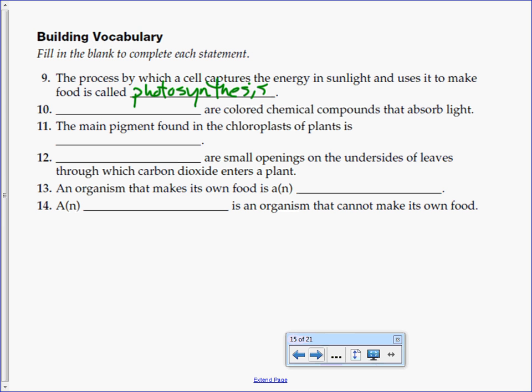The answer is? You know what? Chloroplast makes more sense. They're actually looking for the very general pigments, and I think they just are doing this because chlorophyll is a green pigment. So you don't need to know this. This is just a very general term, right? In art or whatever, the pigments are the colored compounds that absorb light. And so number 11, the main pigment found in the chloroplasts is, what's the main pigment found in chloroplasts?